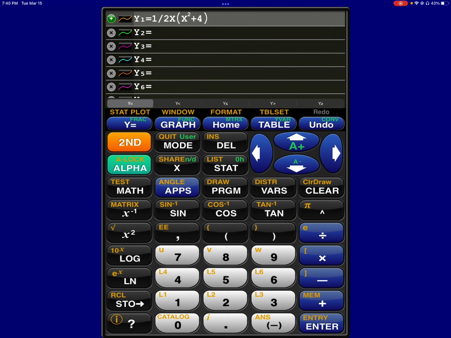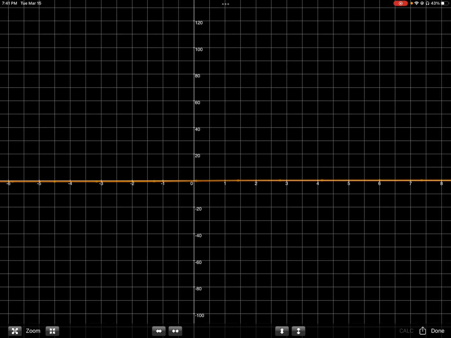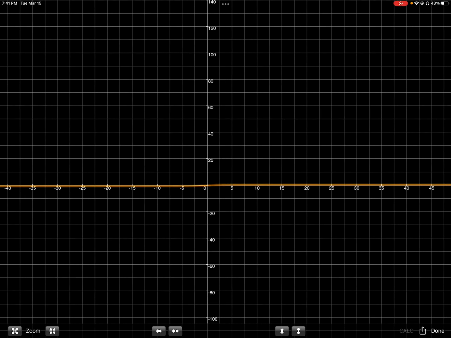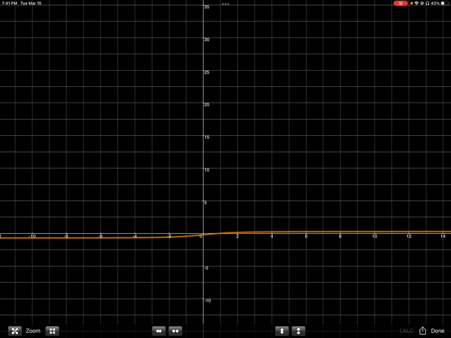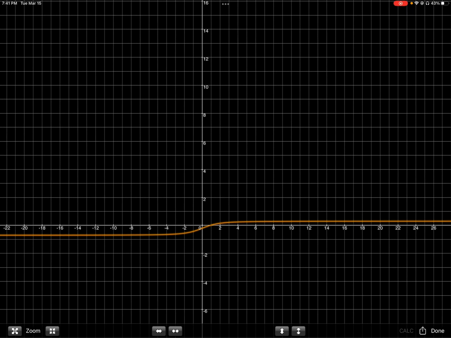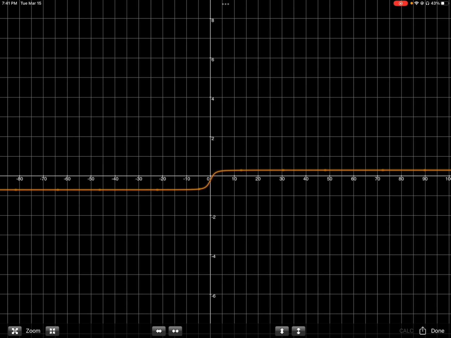And then we're going to raise that to the negative 1/2 power, and then minus 1/5. Right, so when we graph that, ooh, it looks like a straight line. Let's see if we can zoom in a little bit here and see what's going on. Okay, and you see here, it looks like it only has one x-intercept.